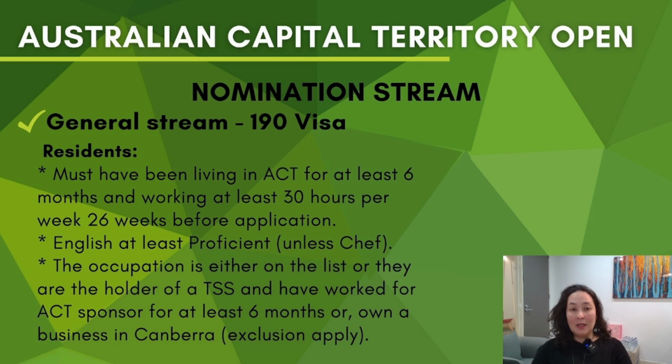You need to have at least proficiency in English, so you need to get at least 65 in your PTE, unless you're a chef. They allow it that you meet the minimum visa requirement, which is 50. Your occupation either needs to be on the list or you are the holder of a TSS and you have been working for your sponsor, which is a business in Canberra, for at least 6 months.